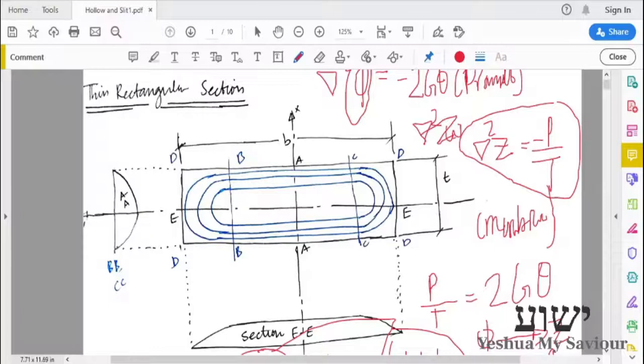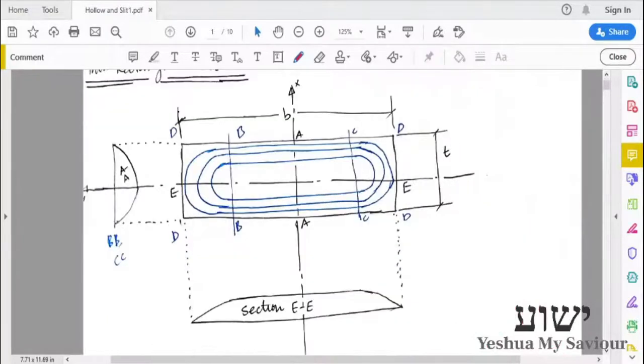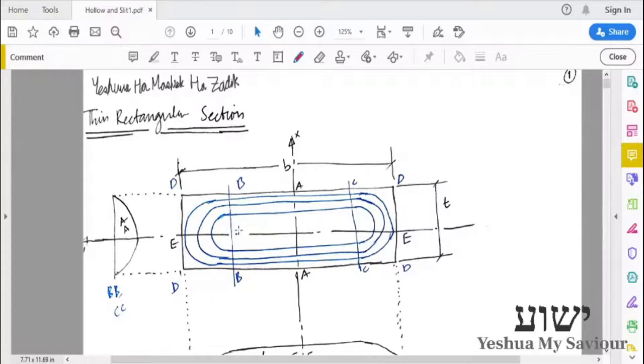Here I'll be using the Prandtl membrane analogy. It is called the Prandtl membrane analogy because we are using two Poisson equations which are very similar, and hence the solutions are comparable. We'll be using this in the case of thin rectangular sections. So consider a rectangular section which has a rectangular cross section. Let its breadth be B and let its thickness be T. I have shown the cross section here.